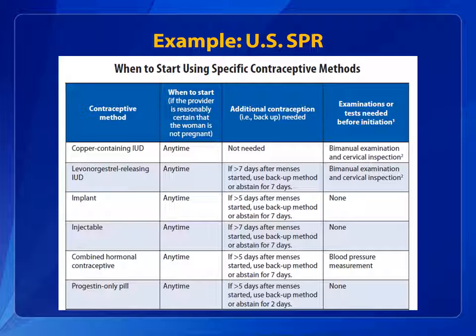This chart summarizes the U.S. SPR recommendations for initiating contraception. As you can see, all methods of contraception can be started at any time, as long as the provider is reasonably certain the woman is not pregnant. To ensure that she does not become pregnant once the method is started, she should use appropriate backup for the recommended time period to prevent a new unintended pregnancy.